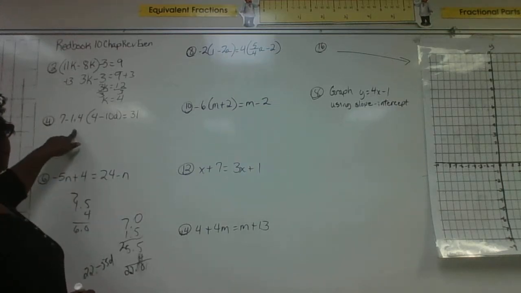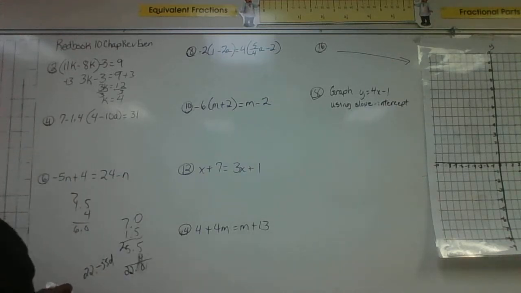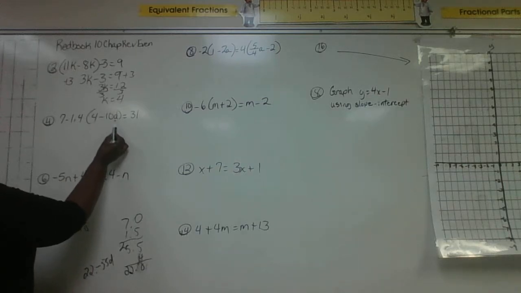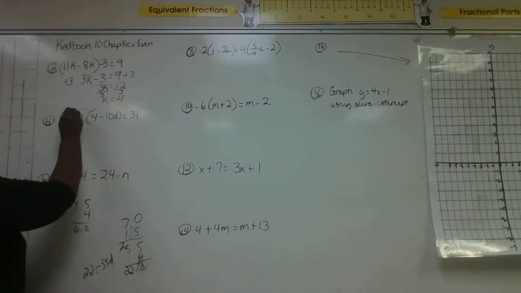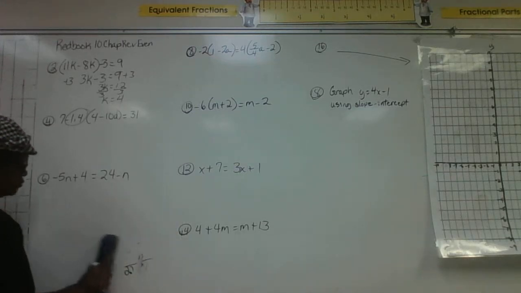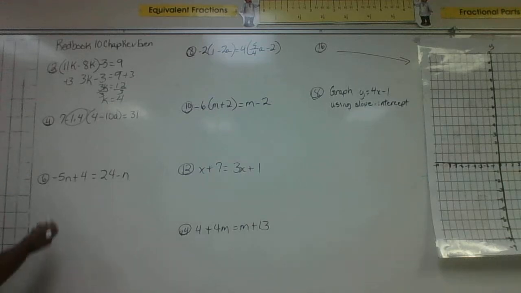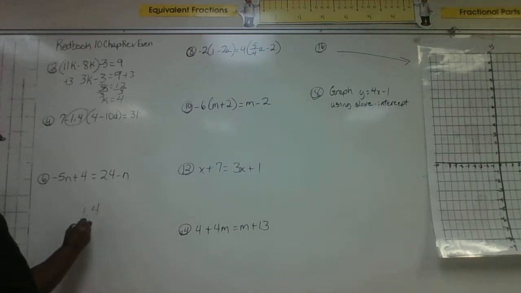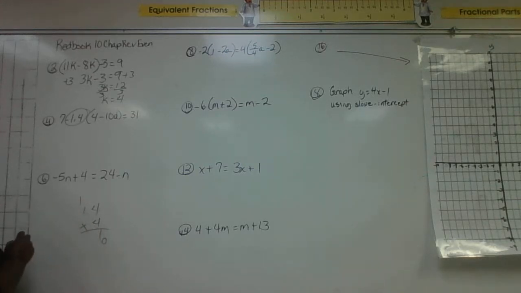Now, let's take a look at number 4. Here, we have a distributive property. So we must distribute first using this negative 1.4 on the outside. So therefore, we're going to take our 1.4 times 4, and 4 times 4 is going to give us our 16, and then that's 4 plus 1 will give us our 5.